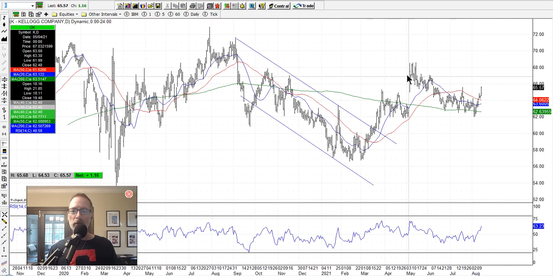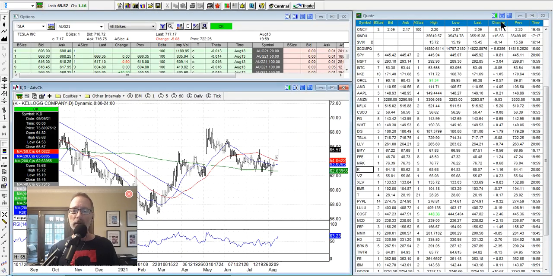Kellogg also maybe having this kind of sideways rounded bottom action here. Kellogg's looks like it may be ready to go. That was in the downtrend, broke out of it, kind of sideways for a bit. Now it looks like maybe it's ready to go, assaulting maybe all-time new highs.